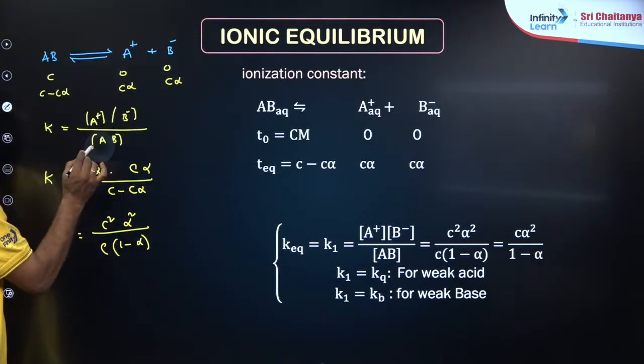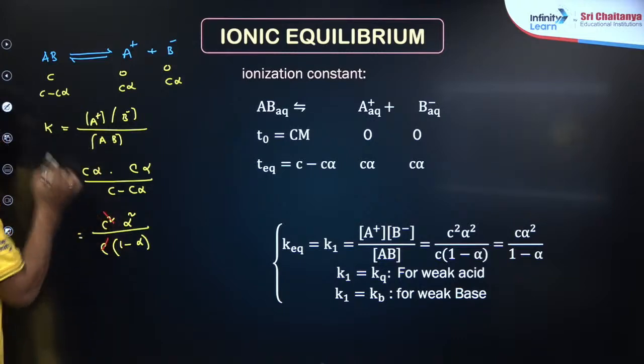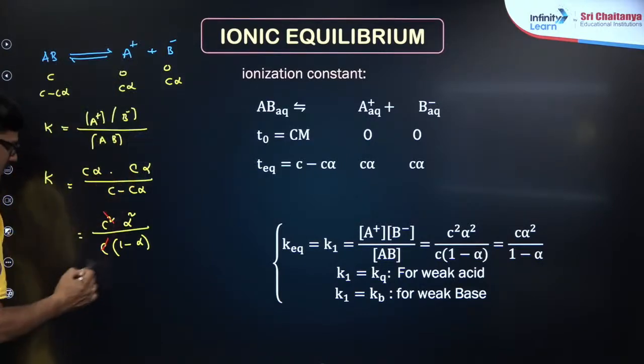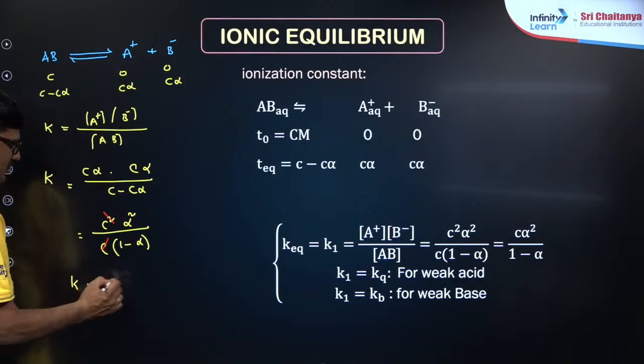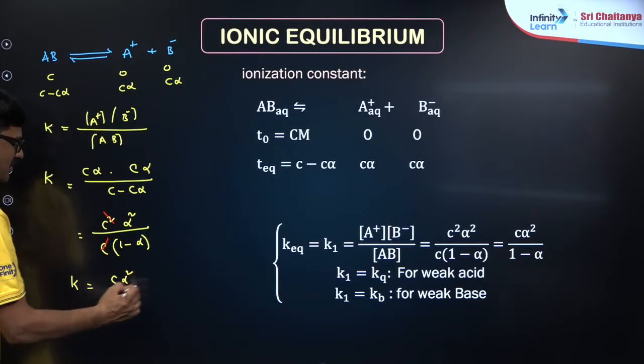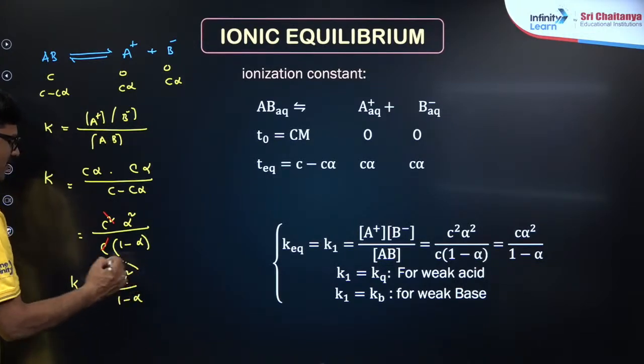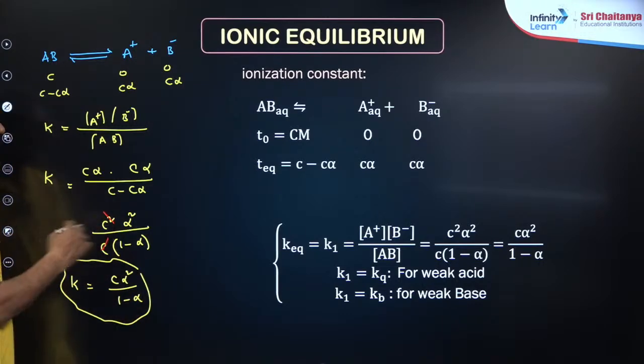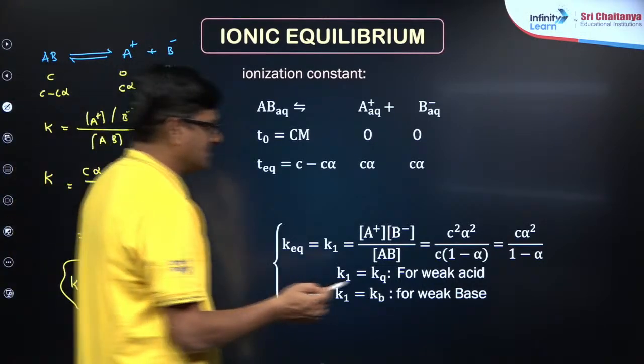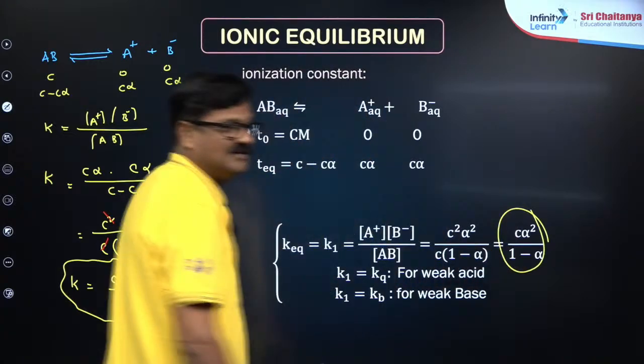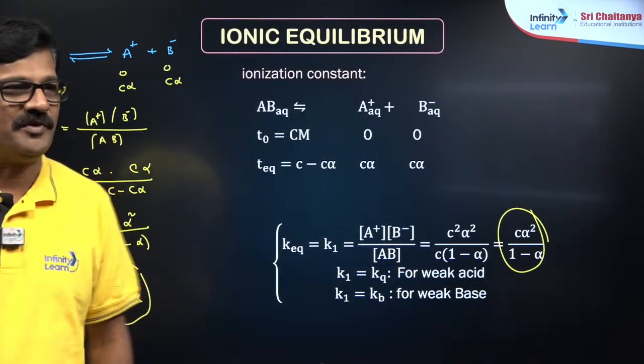So, I just cancel this C and you are going to get K is equal to C alpha square by 1 minus alpha. For a dilute solution, you can directly write this. That is the same thing that is written. Right? Fine. Hope you understand.